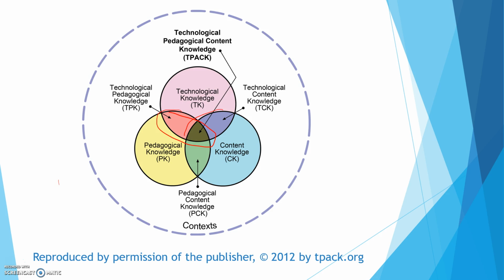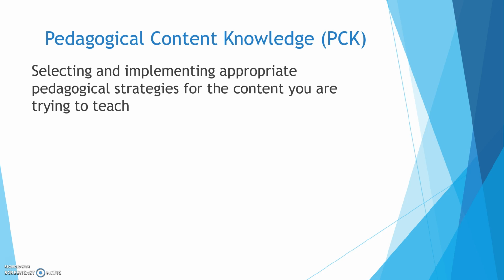Now, what we can see here is that there's also areas where these different knowledges intersect. So we can see here and here and here the different knowledge areas intersect, and I'm going to talk a little bit about these interrelational knowledge areas now. So the first interrelational area is pedagogical content knowledge, known as PCK.